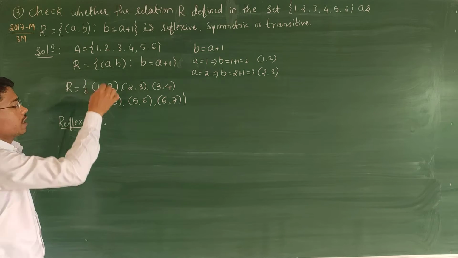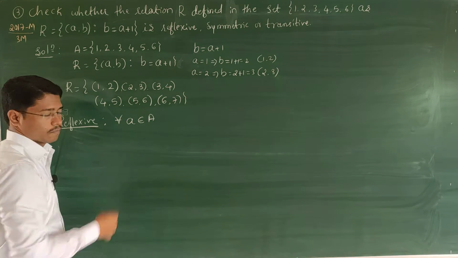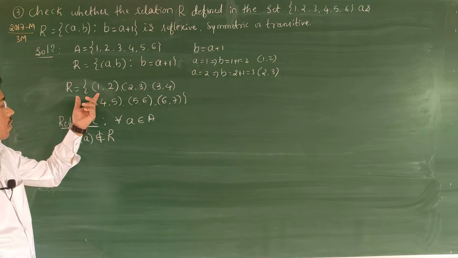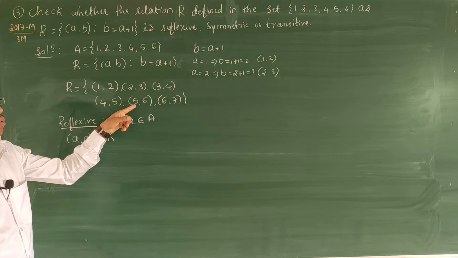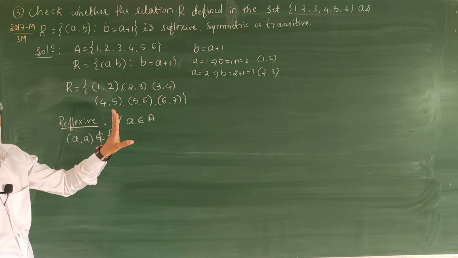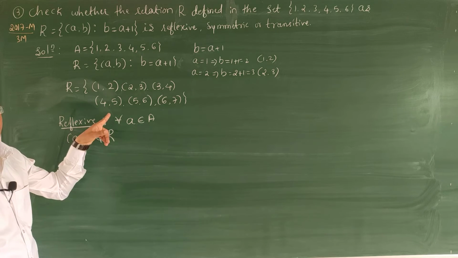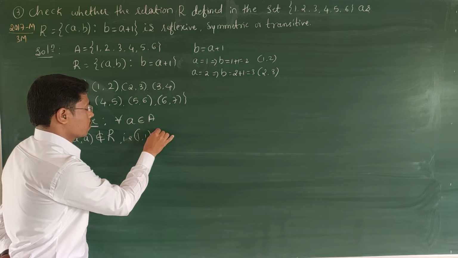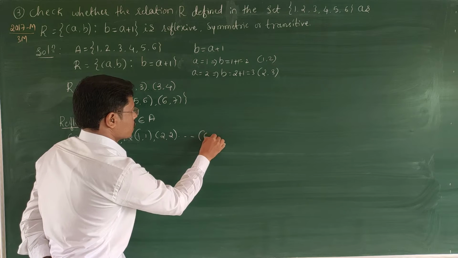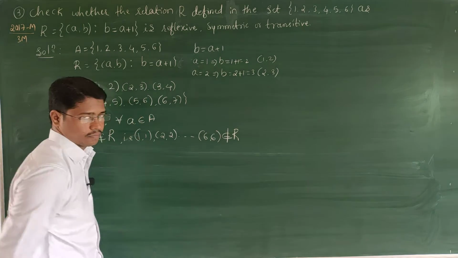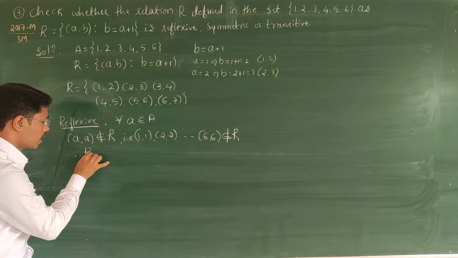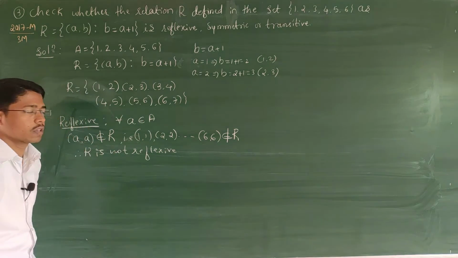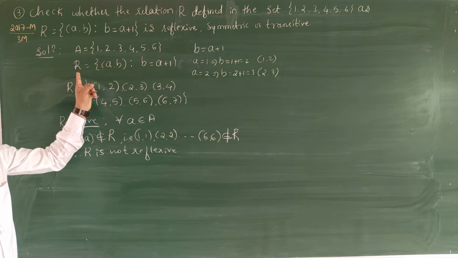So, dear students, let us see here. For all a belonging to the set, (a, a) does not belong to R. You can observe here that (1, 1), (2, 2), (3, 3), (4, 4), (5, 5), (6, 6) do not belong to R. Therefore, (1, 1), (2, 2) and so on up to (6, 6) do not belong to R. So what can we write? Therefore R is not reflexive.